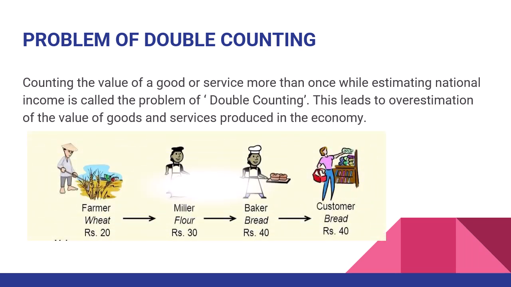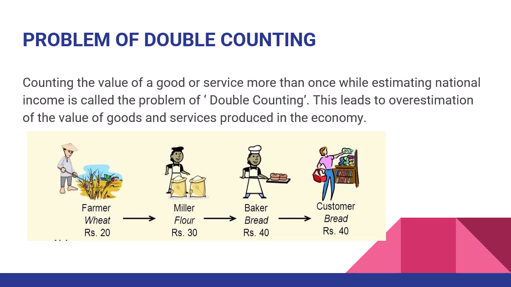So here first of all, a farmer is producing wheat which is of value rupees 20. Then the flour mill is purchasing this wheat from the farmer to produce flour which is of value 30. Then the baker will purchase the flour from the flour mill and produce a final good which is bread, and its value is rupees 40.